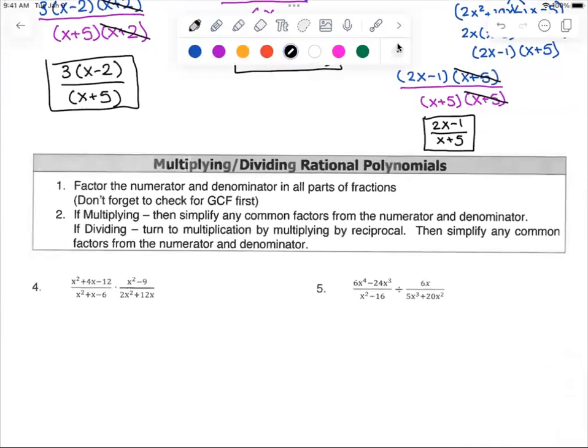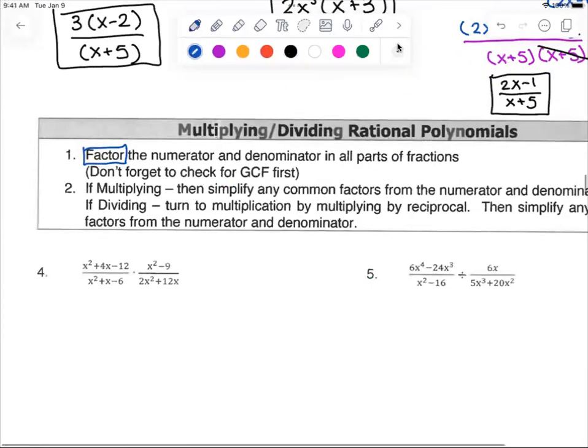Multiplying, the directions are really going to be the same. You're first going to factor the numerator and the denominator. And then again, you can go ahead and cancel any factors out, so simplify any common factors. Okay, so for the first one, it's just more work. You have 4 things to factor.